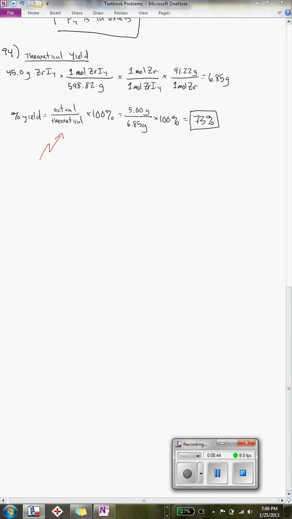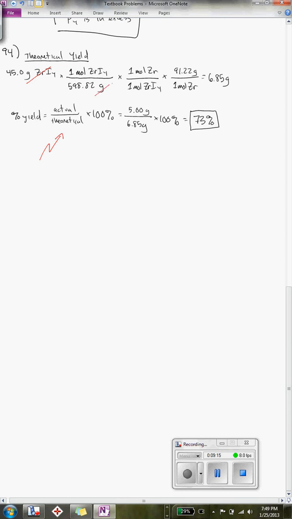Okay, so what we're going to do here, we're starting with ZrI4, so kind of the opposite of what I just said there. So instead, we're going to go from grams of zirconium iodide to moles of zirconium iodide, moles of zirconium iodide to moles of zirconium, and then moles of zirconium to grams of zirconium. All right, so we can go from grams of ZrI4 to moles of ZrI4 using molar mass. Step 1, done.